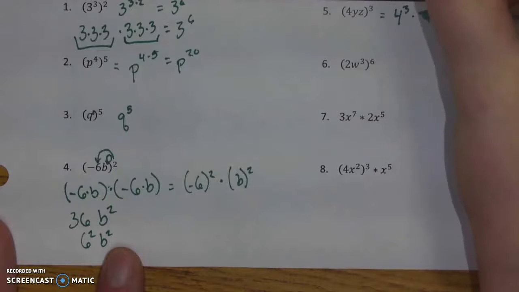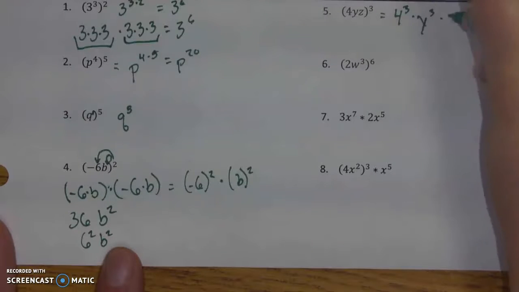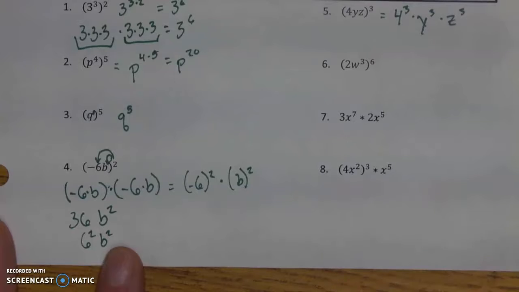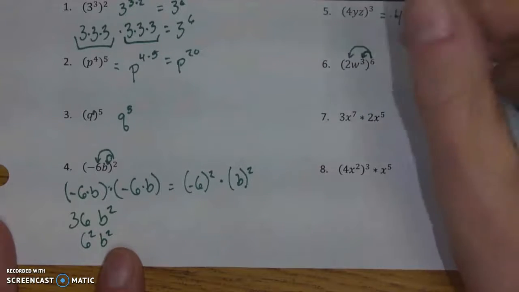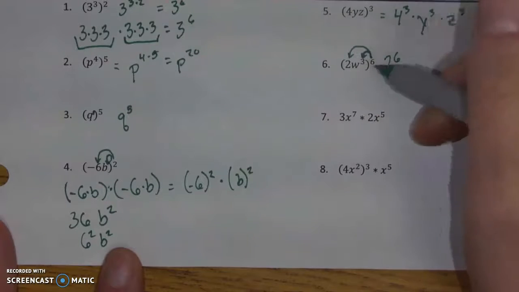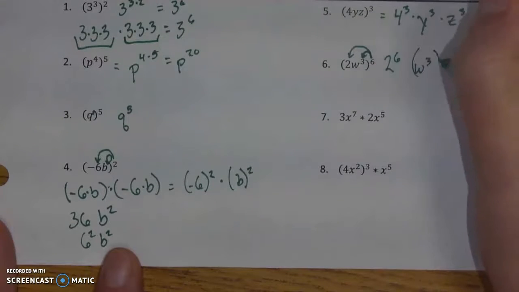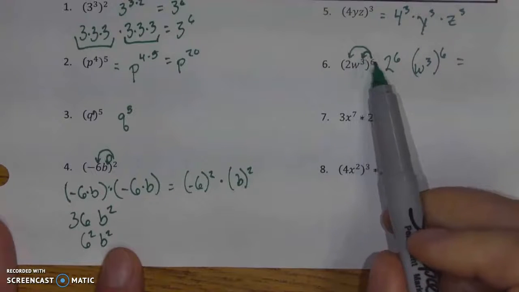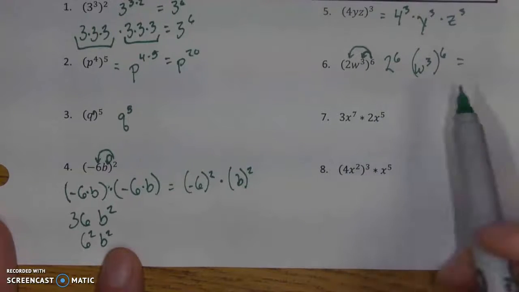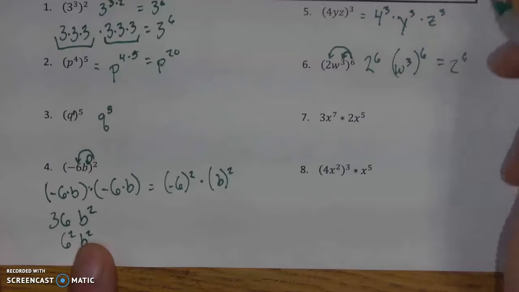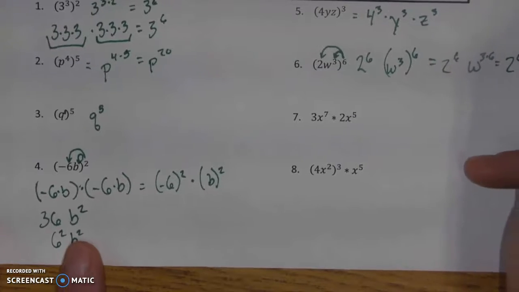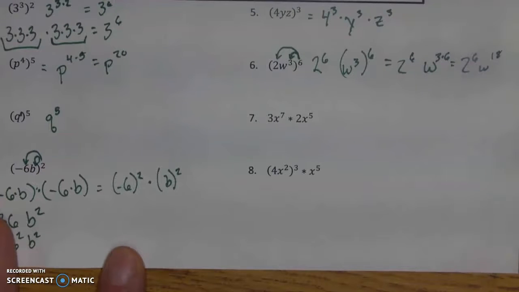I can do 4 to the 3rd times y to the 3rd times z to the 3rd, and I would be done. Here, when I have 2 times w to the 3rd, all raised to the 6th power, I can distribute, so I have 2 to the 6th, and then I have w to the 3rd to the 6th, because I'm raising that to the 6th power. Well, that means that I'm still going to have 2 to the 6th, but here I have w to the 3rd times 6. So that's going to give me w to the 3 times 6, or w to the 18th.